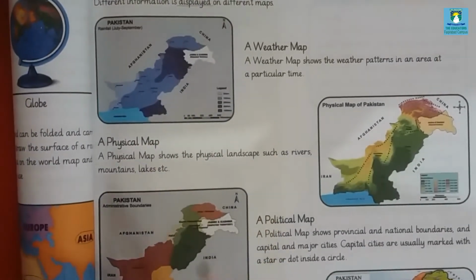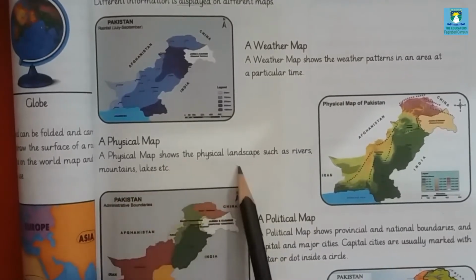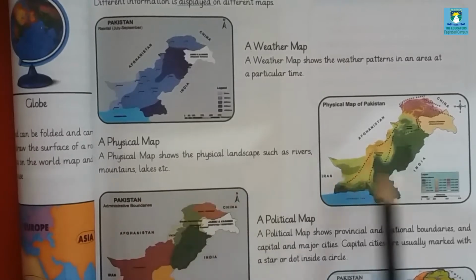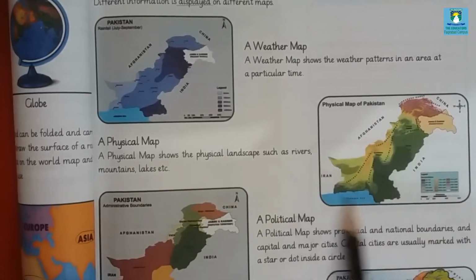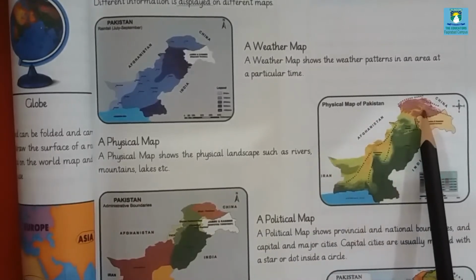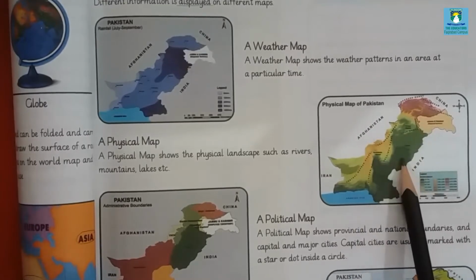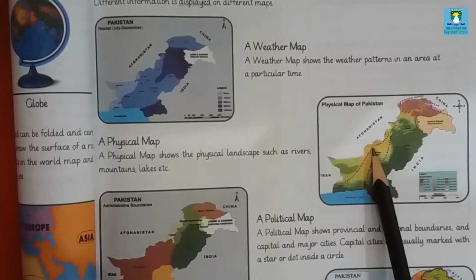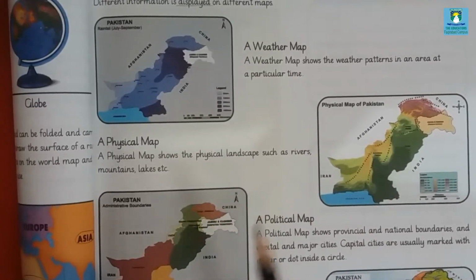Next is physical map. As the name indicates, it shows us physical landscape, means physical features such as rivers, mountains, lake, etc. For example, look at this map. It's showing us physical features like this. Brown color shows us mountain, green color shows us forests, yellow color shows us deserts, etc. So physical map shows physical features of an area on the map.